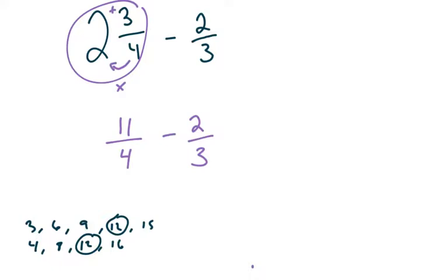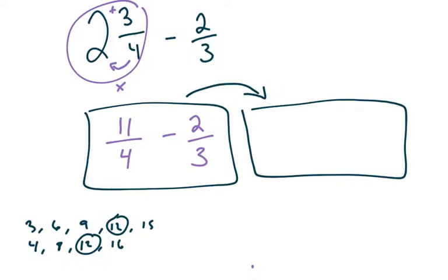So I'm going to rewrite both my fractions with a denominator of 12. So I'll start by rewriting 11/4. I know it's going to be out of 12, so I have to think, how did I get from 4 to 12? I multiplied by 3. So you multiply by 3 on the bottom, you have to multiply by 3 on the top. So 3 times 11 is 33. So 33/12 is an equivalent fraction, or it's the same fraction as 11/4.